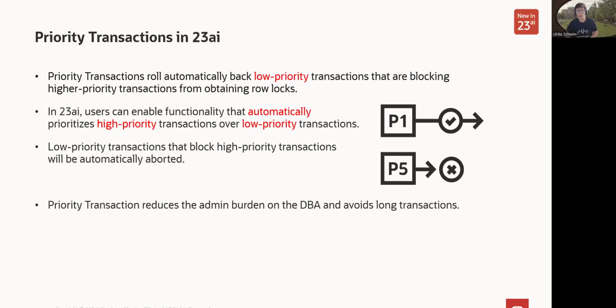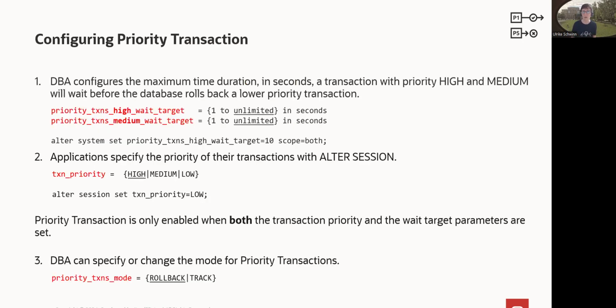Now, in 23 AI, we have something new, the priority transaction. As you can assume from the name, it means you can now control transactions and give them a certain priority. A transaction with higher priority will cause a rollback of one with lower priority. That's an automatism that we introduced. The low priority transaction will be automatically aborted, but will still be alive. We will show this in one example so that you get an idea how it works.